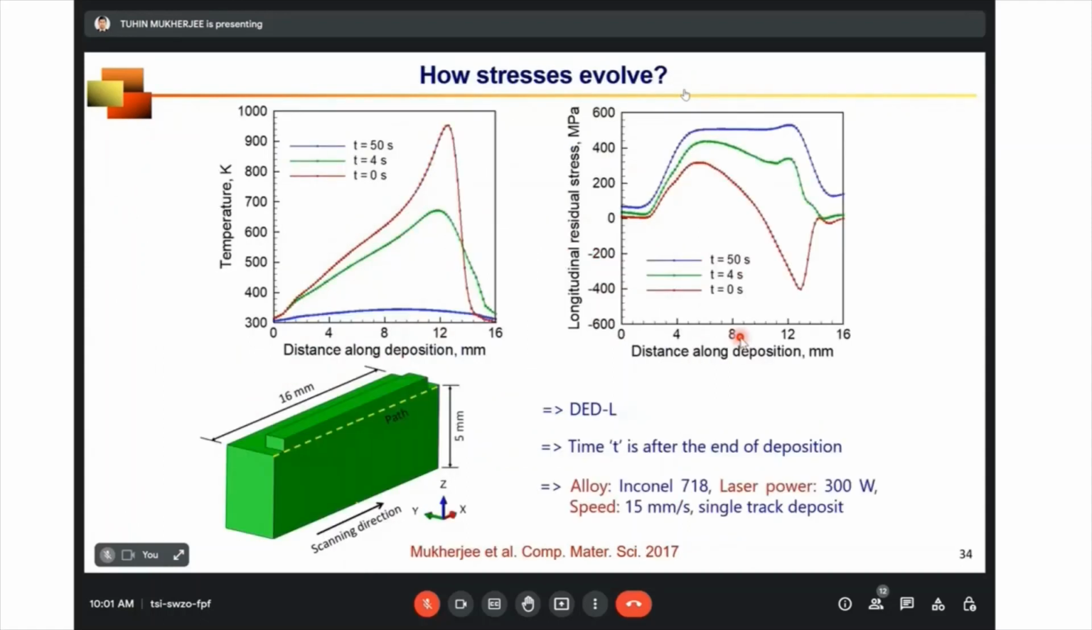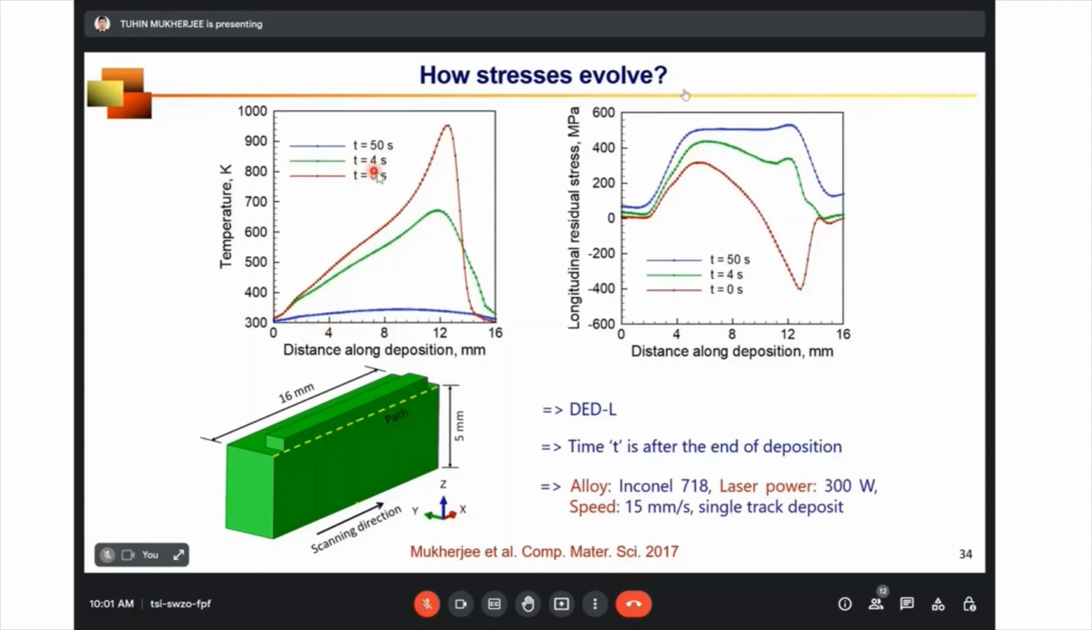Residual stresses. We need to understand how stresses evolve during the process. So let's imagine that we are making a thin wall on top of a substrate. And please note this yellow dotted line. This is the path along which we are extracting the temperature and the residual stress. Now, residual stress is a vector. It has three components. So when I say longitudinal residual stress, that means the component of the stress along the scanning direction, which is along the x-axis.